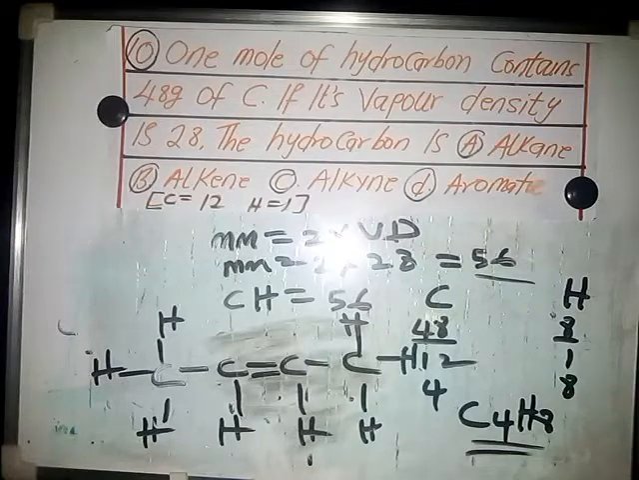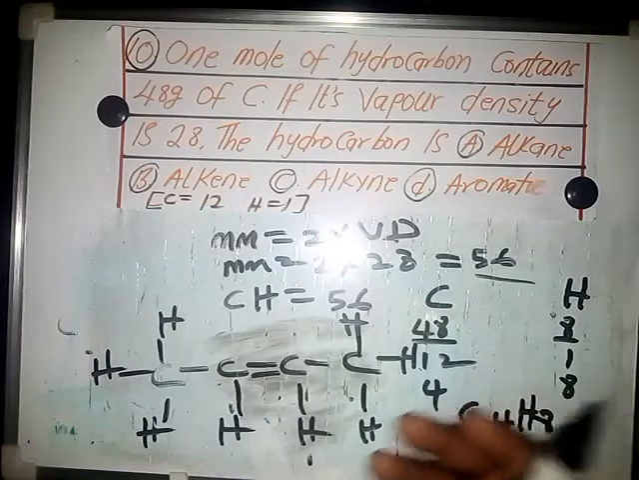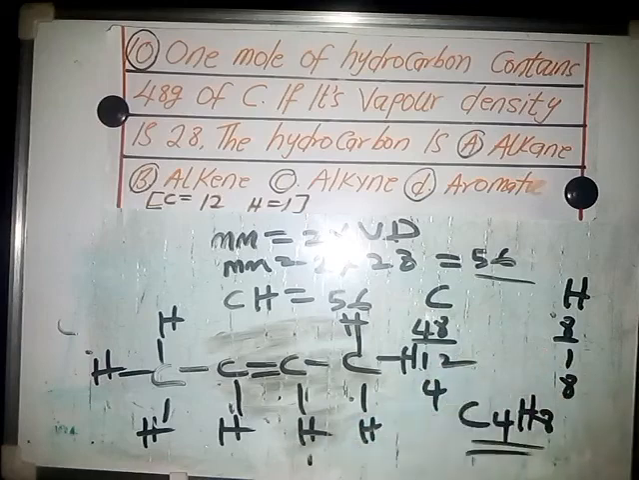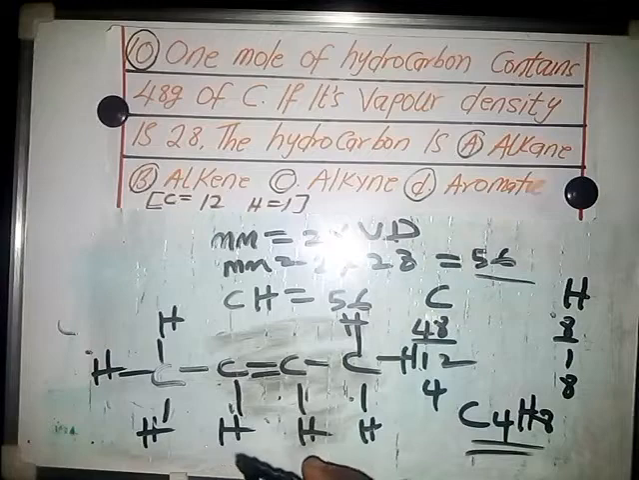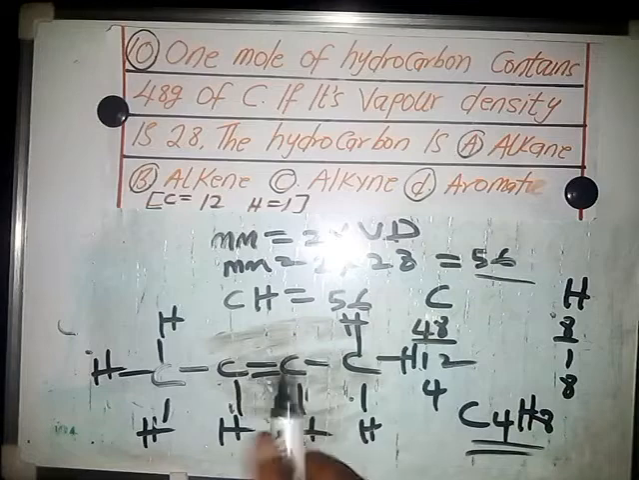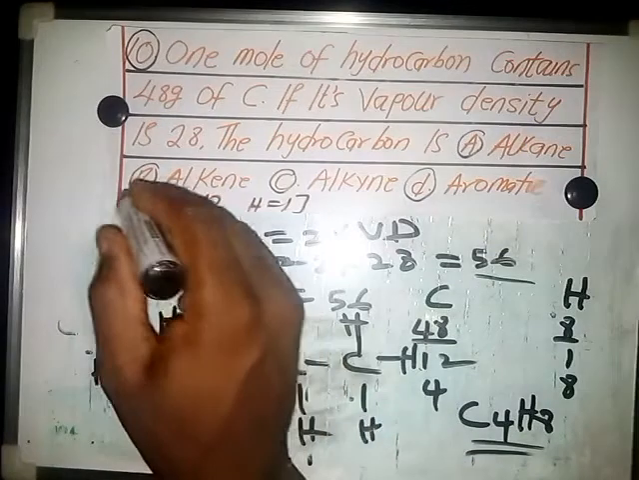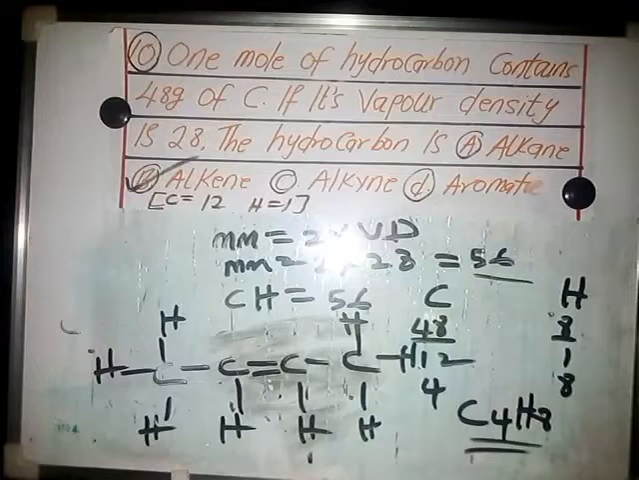This is an alkene. It has a double bond. Alkyne has a triple bond. Then alkane, single bond. Right? So this is butene, but they're not asking for the name. They're just asking you for the general family name, which is an alkene because of this double bond. Remember, it's gotten from this formula C4H8. That's how I used to draw the structure. So your answer is B, alkene.